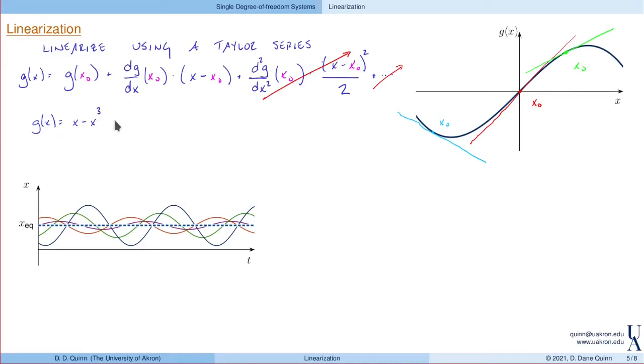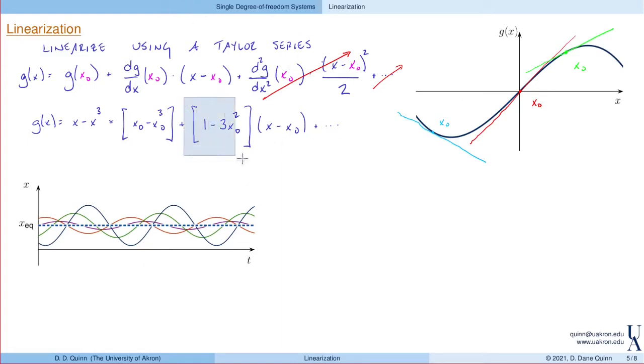So when I expand this in a Taylor series, I would get this evaluated at the base point, x minus x cubed. So this is some point, could be any one of these 3 points. Then I take the derivative of this. So I get 1 minus 3 evaluated at x0, so it's 3x naught squared, times x minus x0. And again, these higher order terms I would really neglect.